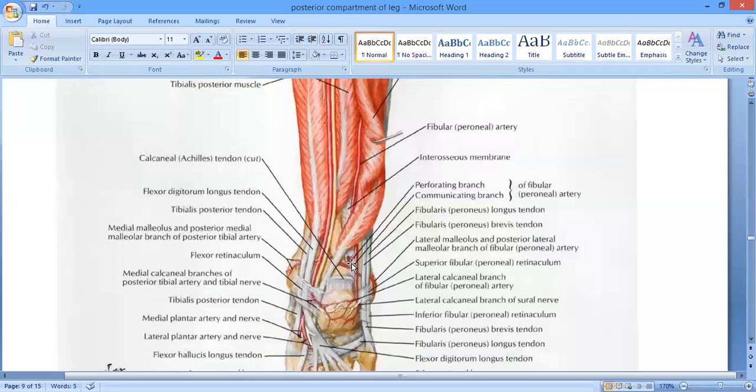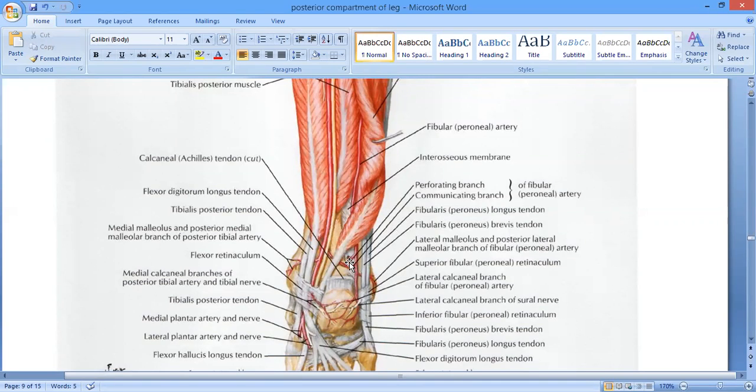This is the perforating branch of the peroneal artery, which takes origin near the lower part of the leg, and then it is going to pierce through the interosseous membrane and enter the anterior compartment of the leg. If you remember, we have already talked about how the arterial supply of the anterior lower 1/3 of the leg is replaced by the perforating branch of the fibular artery. Do you remember, last time we studied it. So here you can see this perforating branch of the peroneal artery, or the fibular artery. It is going to pierce the interosseous membrane and enter the anterior compartment of the leg.